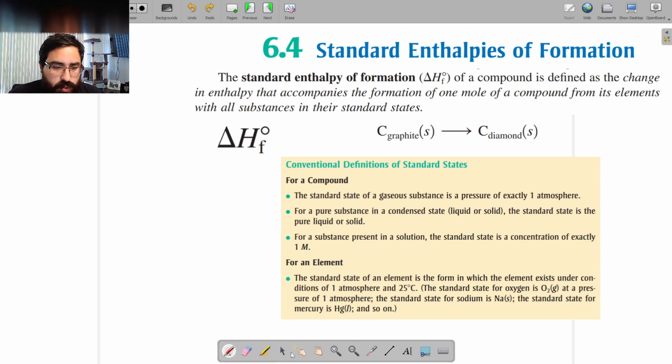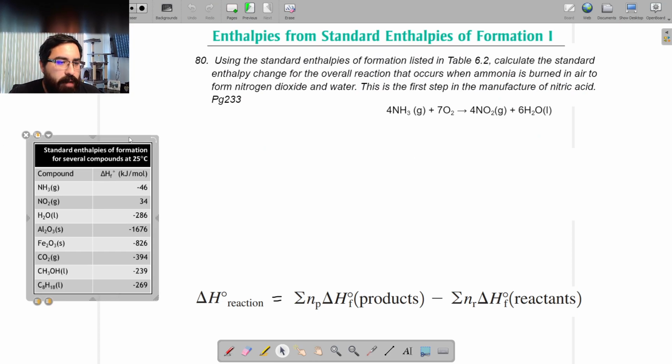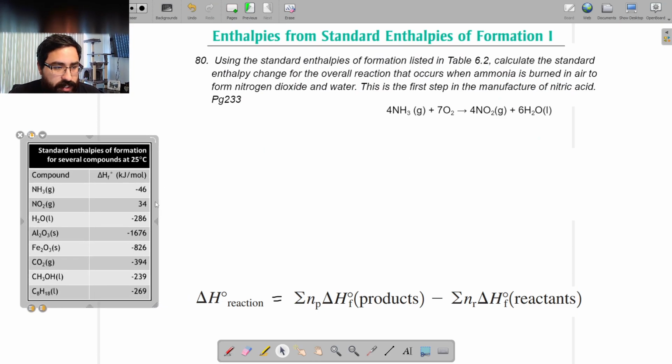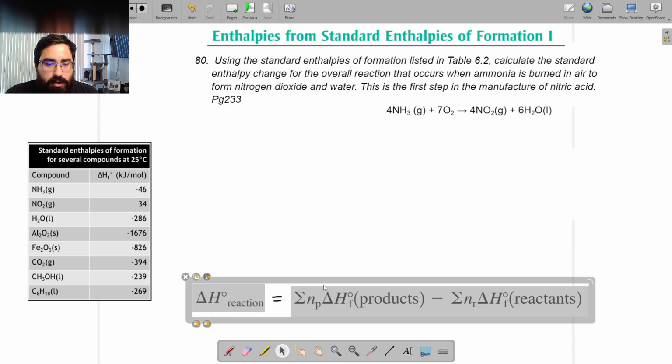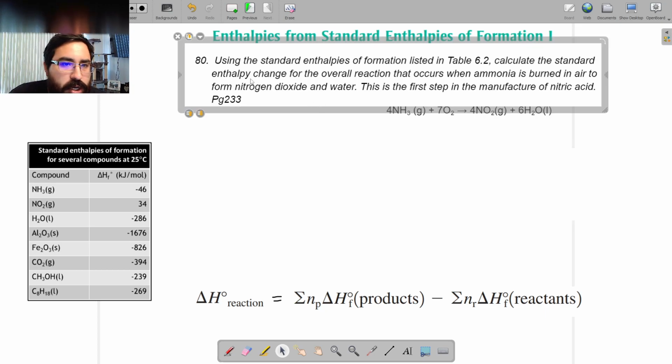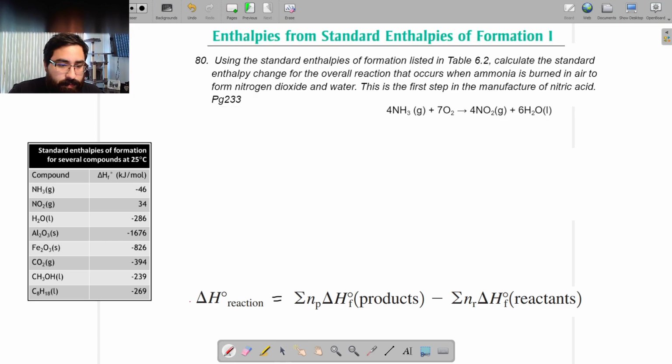There's a little bit of these rules, okay? So let's check this out. Now, compounds don't have delta H's that equal 0. Now, this is the main equation we're going to use, but I'll show you how we use it at the bottom, and I'll break it apart, okay? So let's see. Using the standard enthalpies of formation listed in table 6.2, calculate the standard enthalpy change for the overall reaction that occurs when ammonia is burned in air to form nitrogen dioxide and water.